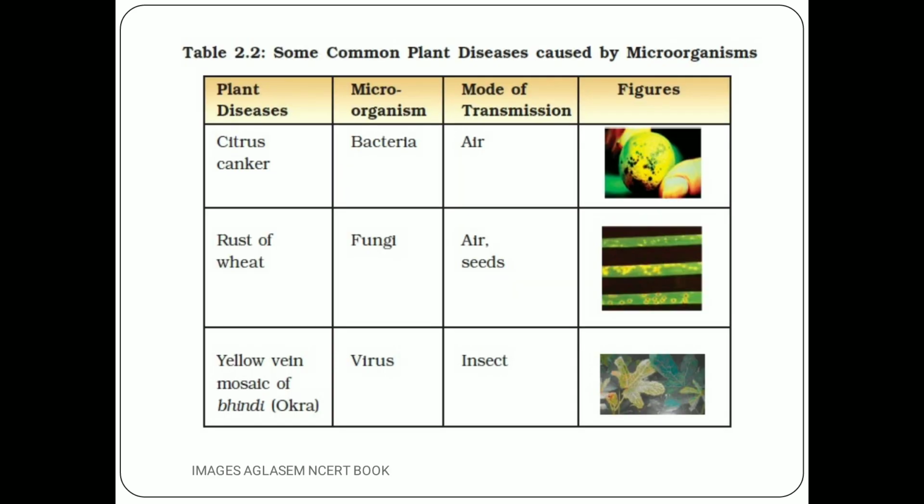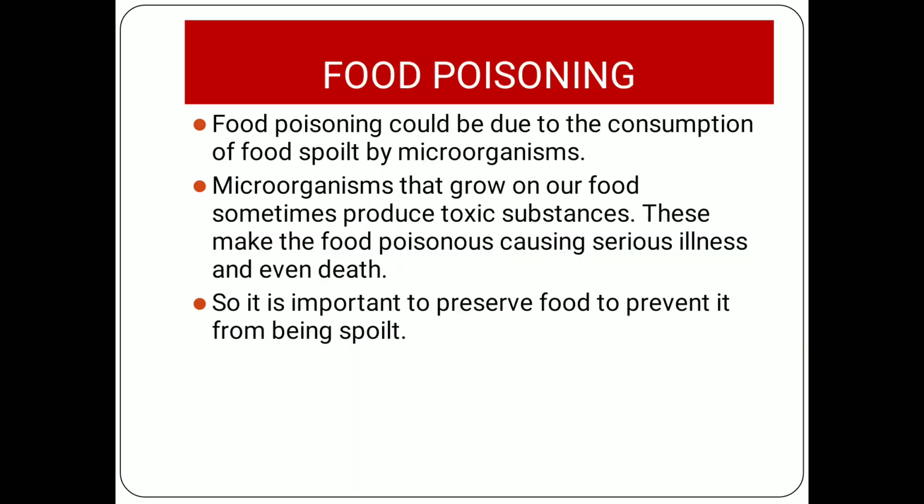Citrus canker is caused by bacteria. Mode of transmission is air. Rust of wheat is caused by fungi, spread by air and seeds. Yellow vein mosaic of bhindi, that is okra, is caused by a virus and the carrier is an insect.